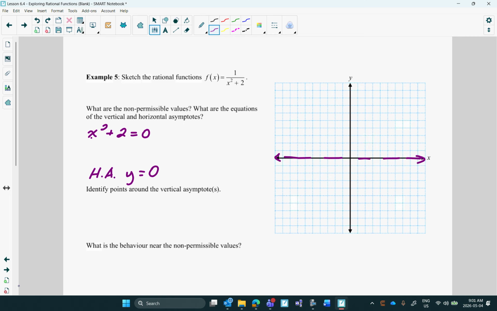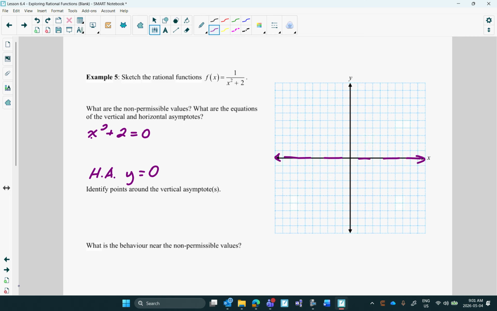Okay, you tried positive numbers. They don't seem to be working. Negative 2. Negative 2 squared, 4 plus 2 doesn't equal 0. Doesn't seem like any negatives work. Doesn't seem like any positive works. This is impossible. You can't solve this.